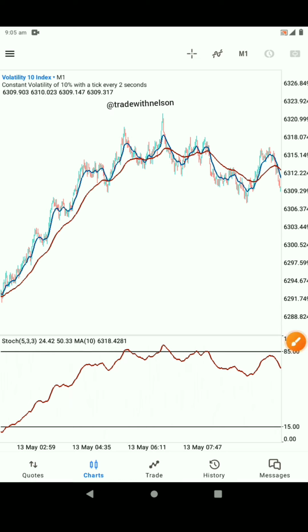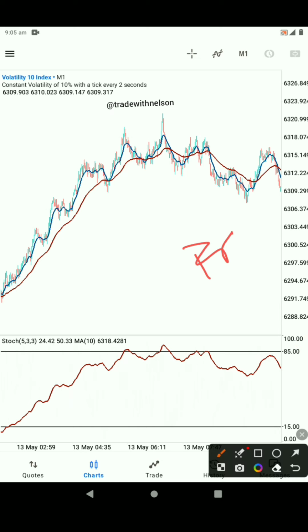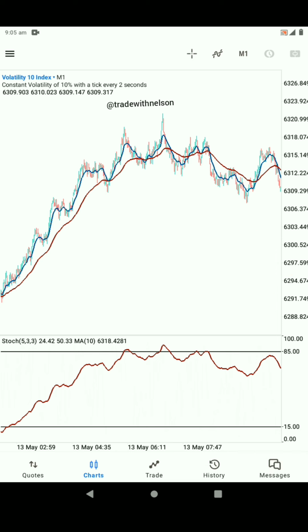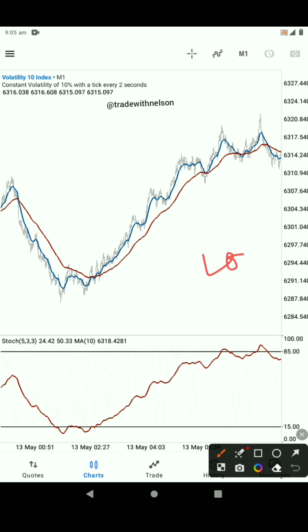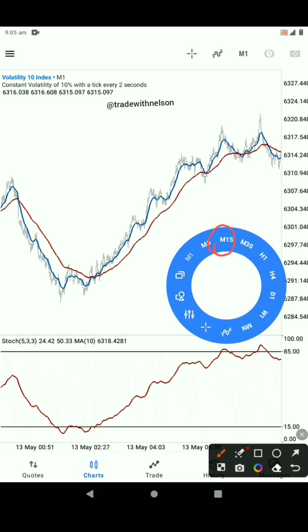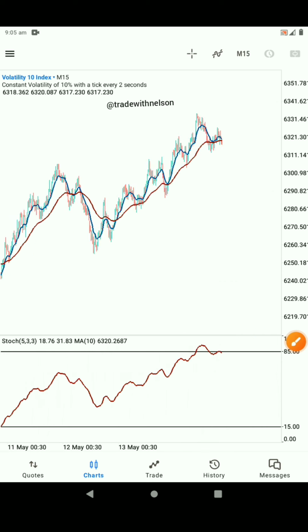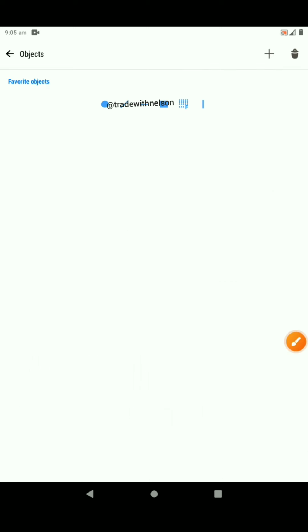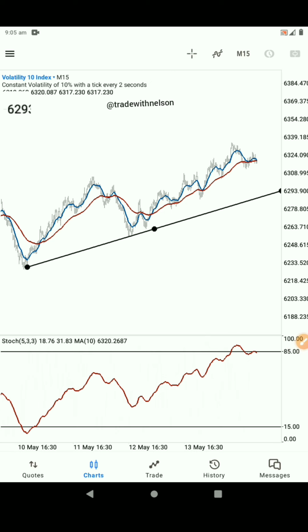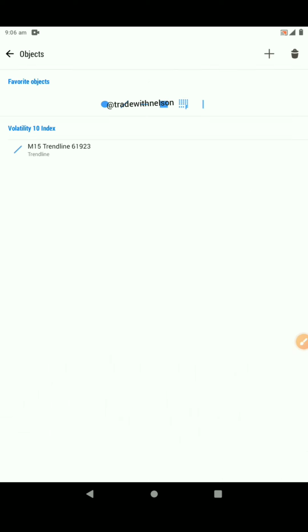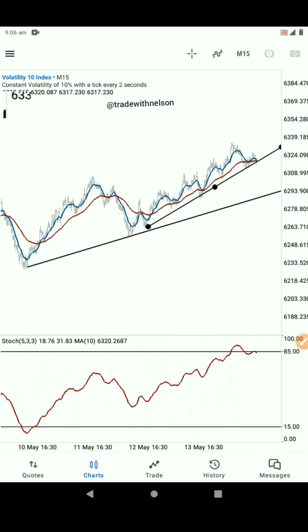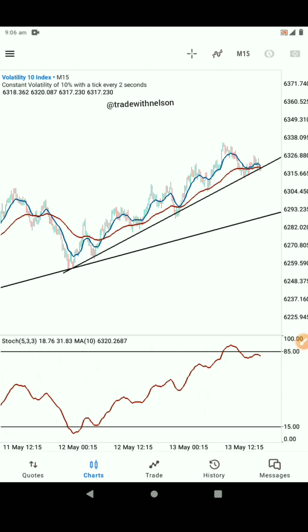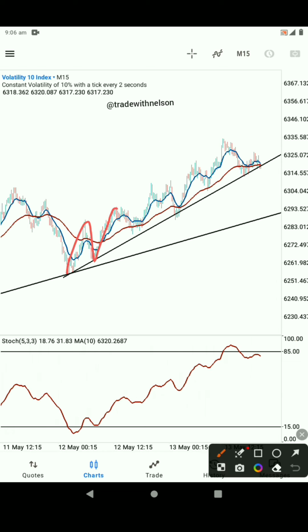So what do you do first? As we all know, if we want to trade price action, we need the higher time frame as a directional bias so that we can take a lower time frame entry. The higher time frame we'll be using is the 15 minutes time frame. You want to use your trend line to determine the direction of the market. This is the first trend line. Then we have another trend line at this point. So this is the current trend line that the market has been following for some time.